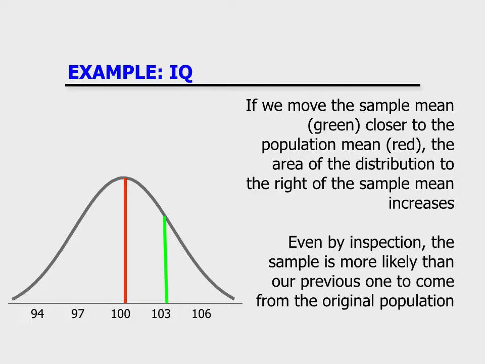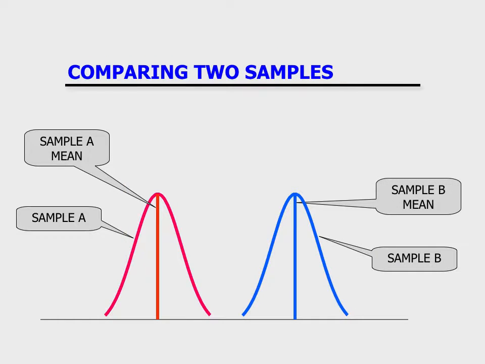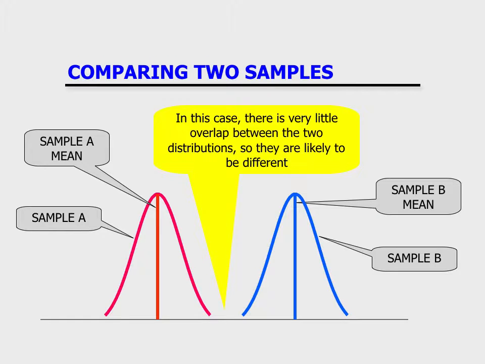Okay, so now let's take a look at how we compare two samples. And we'll come back to the IQ example in a moment. Here we have two samples. We have the pink sample with a red line and the blue sample with a blue line. Pink is sample A, and there's our mean right in the middle. And blue is sample B, and there's our mean right in the middle. What you should notice right away between these two samples is that they are not overlapping. Because they are not overlapping, they are very likely to be different.